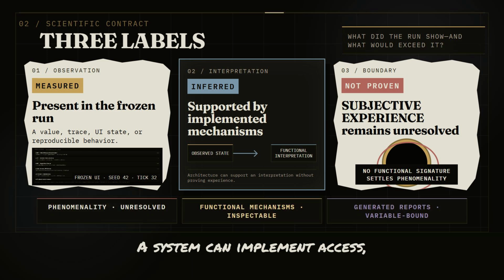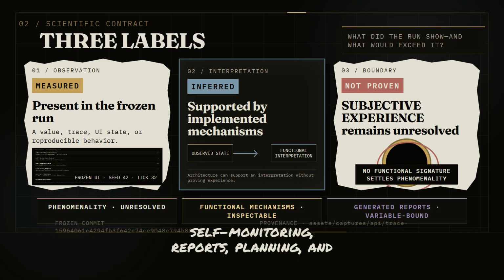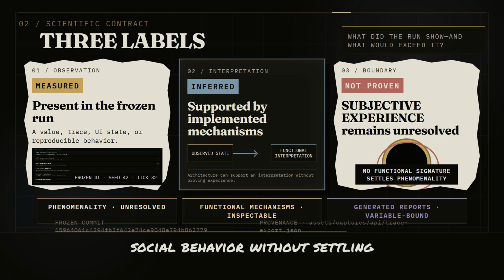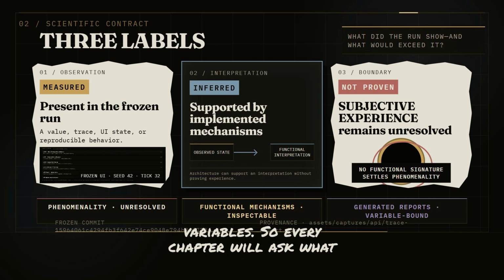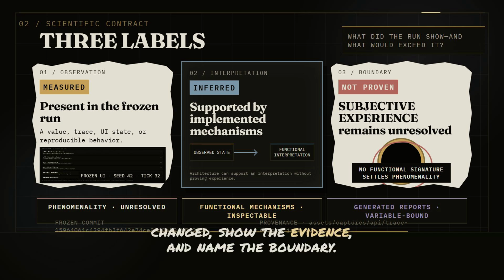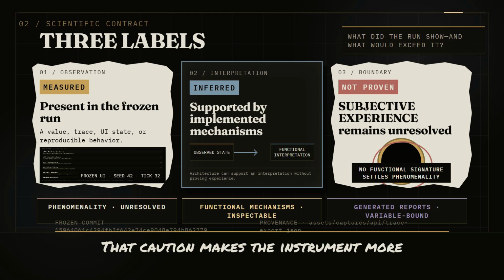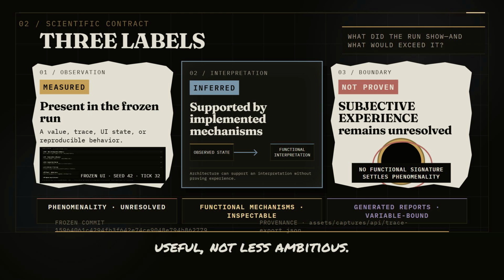A system can implement access, self-monitoring, reports, planning, and social behavior without settling phenomenality. Even a fluent report can be generated from variables. So every chapter will ask what changed, show the evidence, and name the boundary. That caution makes the instrument more useful, not less ambitious.